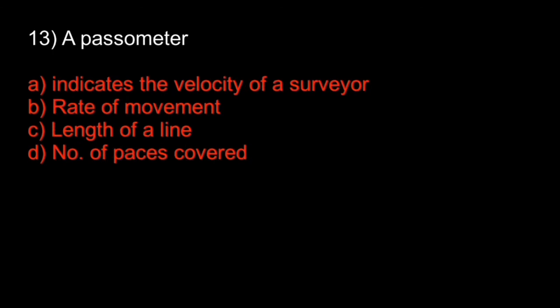Now the 13th question. A passometer: option A, indicates the velocity of a surveyor; option B, rate of movement; option C, length of a line; and option D, number of paces covered. And we know that a passometer gives the number of paces covered. A passometer is a pocket instrument which counts the number of paces taken by a person carrying it. It automatically records the number of paces. Its mechanism is operated by the motion of our body.